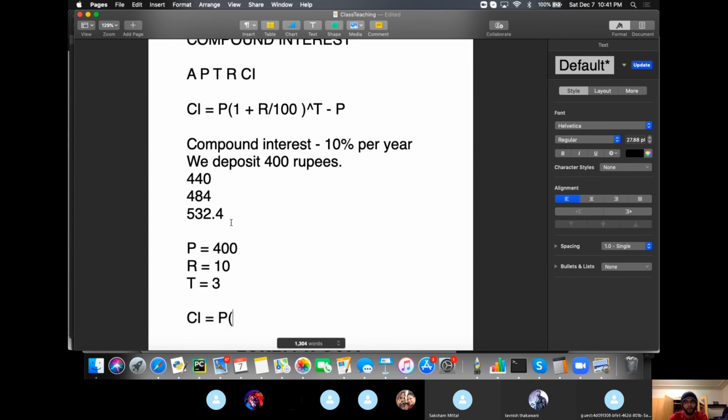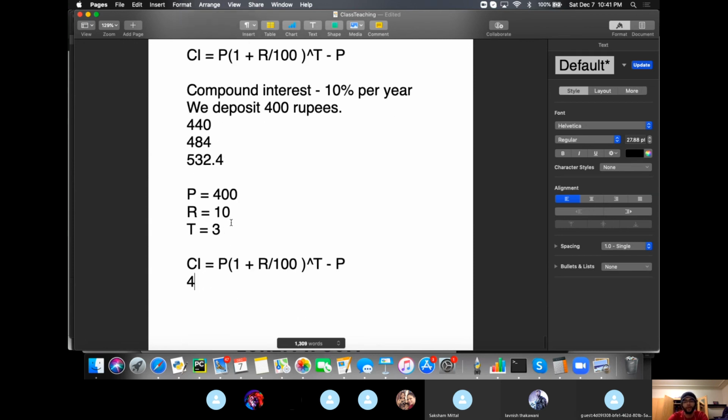P into 1 plus R by 100 whole to the power T minus P. If I just substitute, it's 400 multiplied by 1 plus, what is R by 100? R by 100 would be 10 by 100, whole to the power 3 minus 400, because 400 is the principal. So what is 10 by 100? 10 by 100 is 1 by 10, which is 0.1.